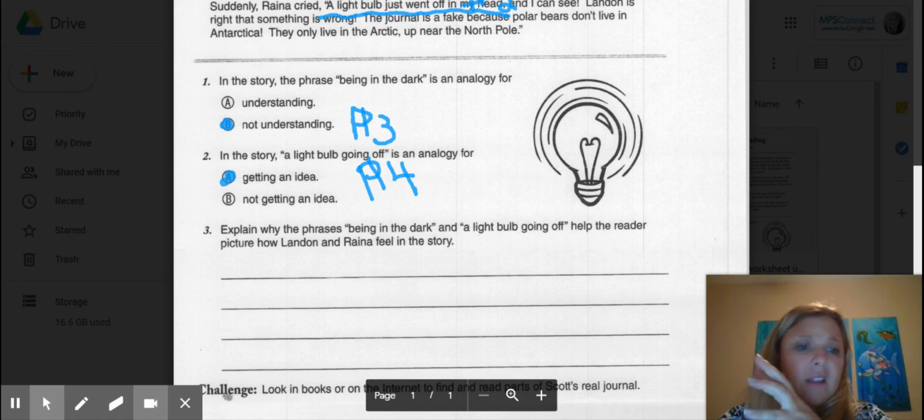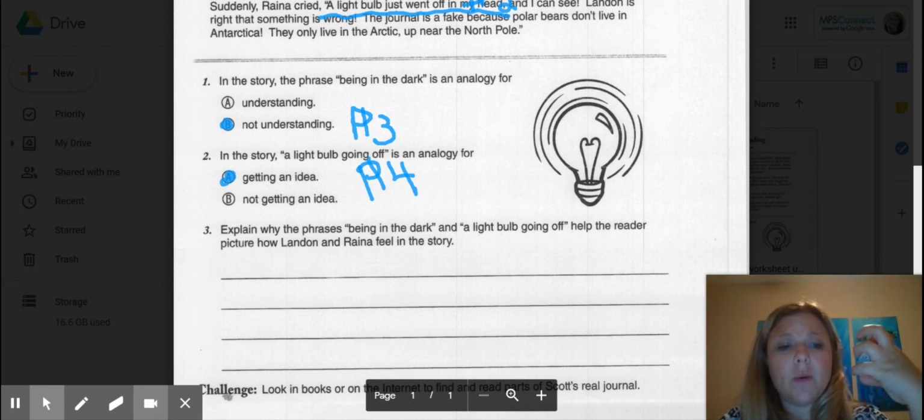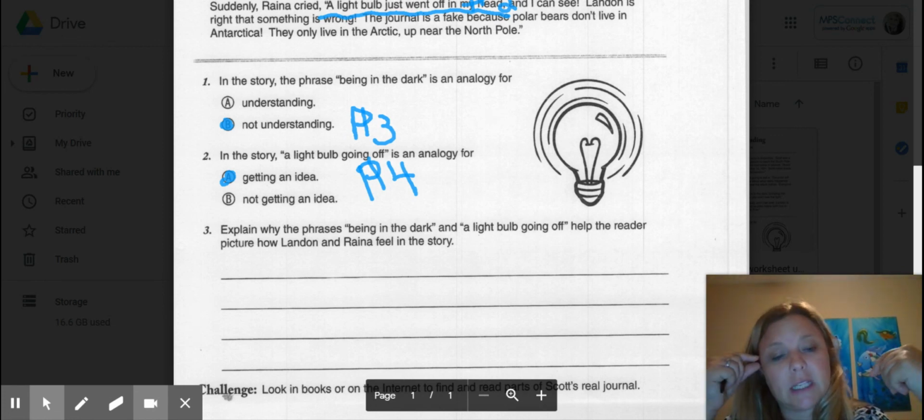You are not understanding the content or what's happening around you, and then all of a sudden you understand what is happening. That is the relationship within this story. And that's what I would explain in this short answer also.